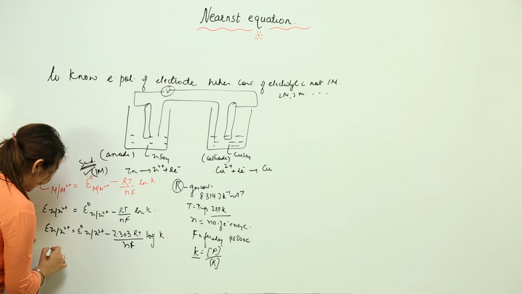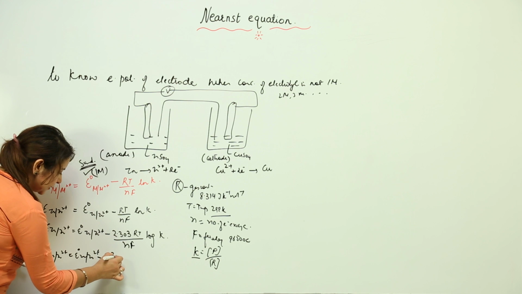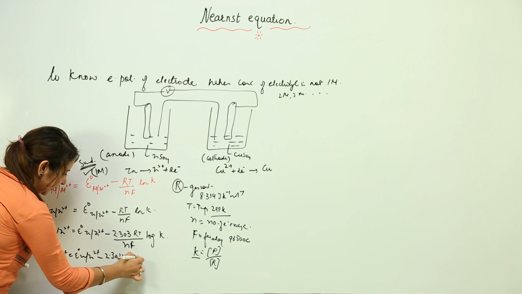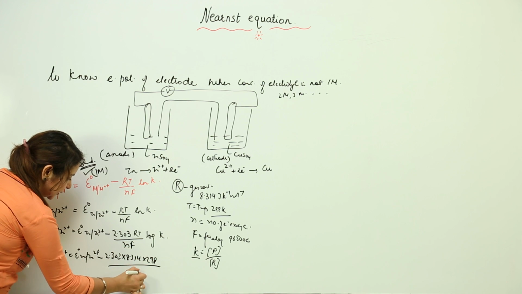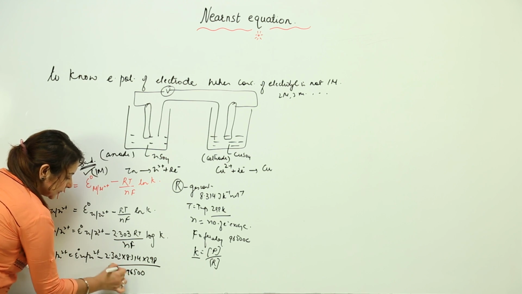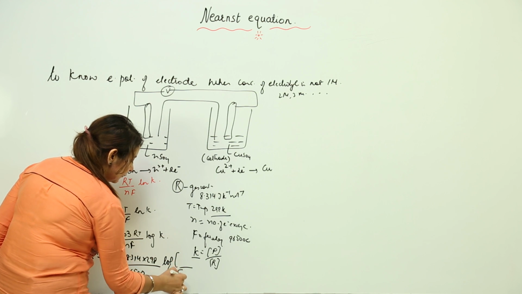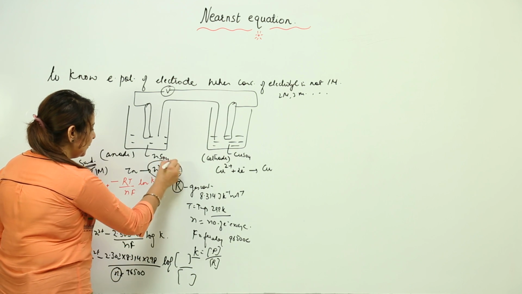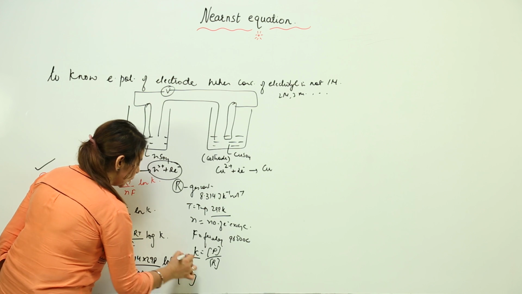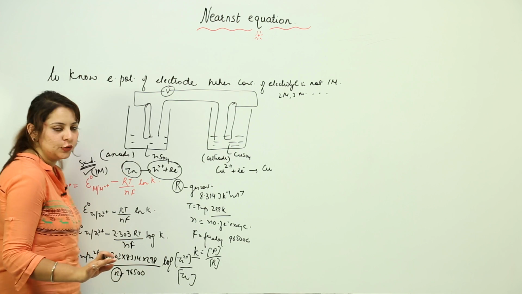So now I can further simplify the equation as, this is 2.303, R is 8.314, T is 298, F is 96500, n can be anything, right, and it is log K, where K is concentration of product upon concentration of reactant. So these are my products, so obviously it is Zn2+, and this is my reactant, so that means Zn. There are no moles, so I am not putting any values here, right.